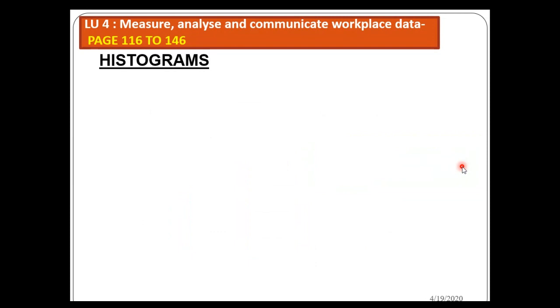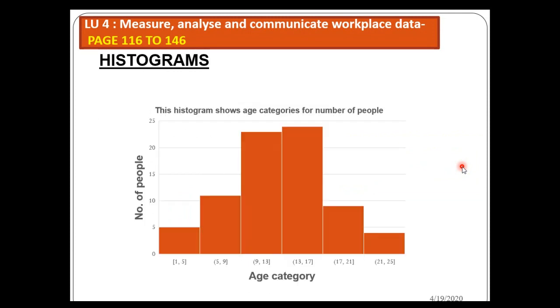And now we've got histograms. Histograms are similar to bar graphs, but this one uses what we call categorical data. We don't use quantitative data. In other words, for example, we are trying to plot the frequency according to a specific range or a specific interval.